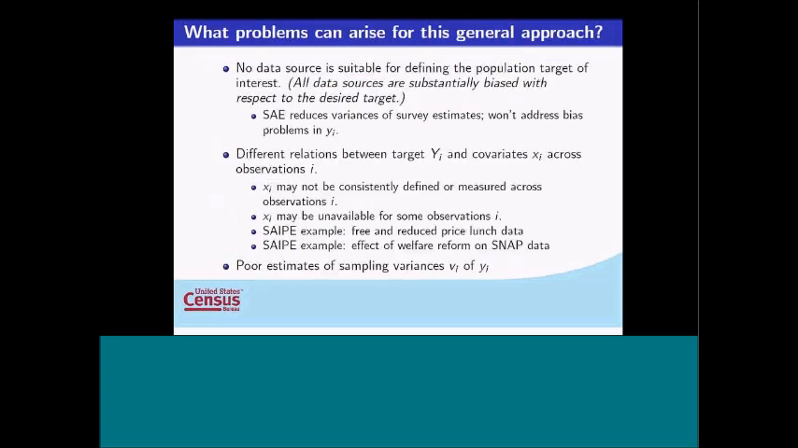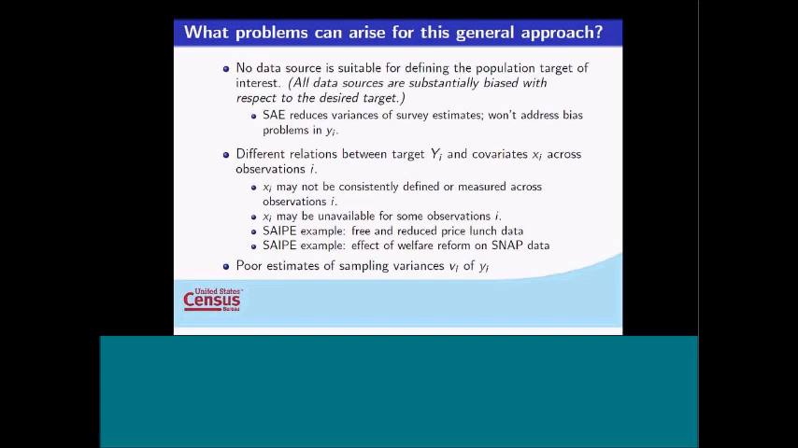So what problems can arise for this approach? Well, one problem that one could have would be you have a target and population target in mind, and maybe candidate survey estimates, but none of them seem suitable for actually precisely defining the target. So that's like all your data sources are substantially biased with respect to the target you're after.